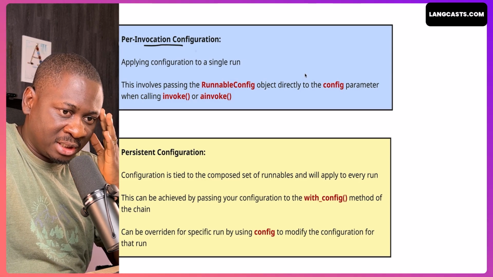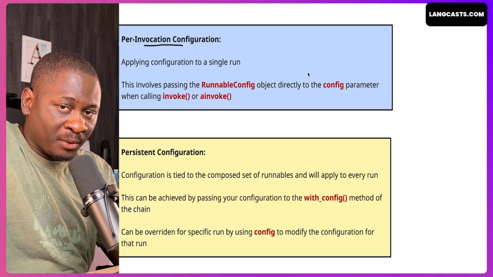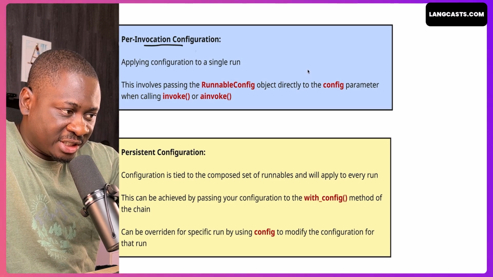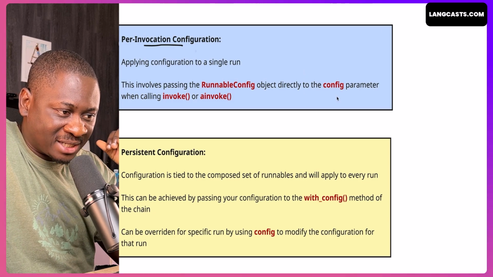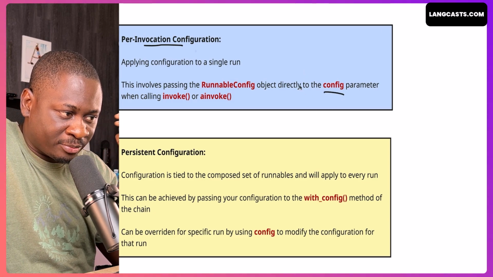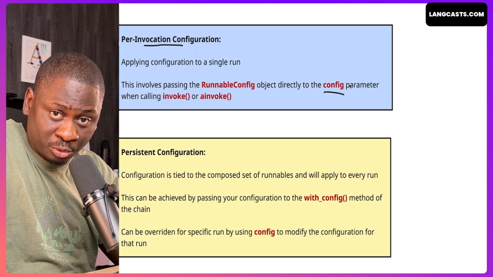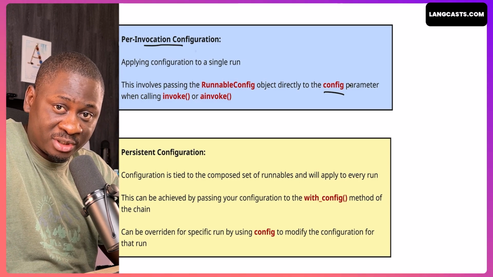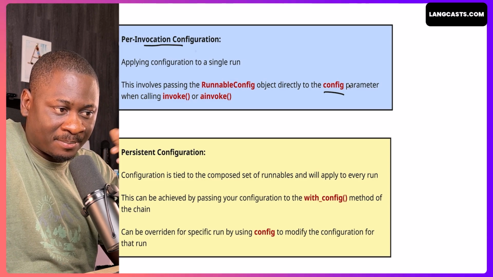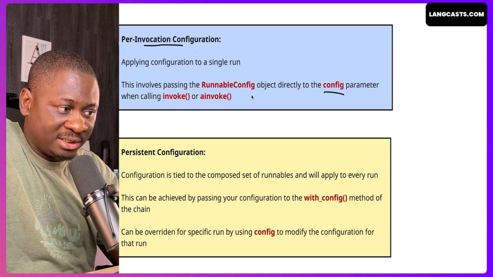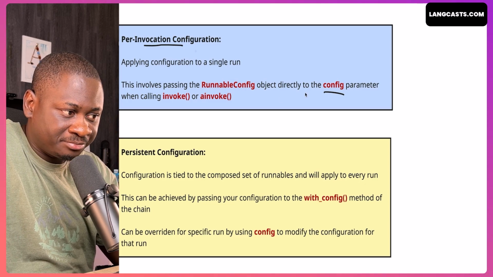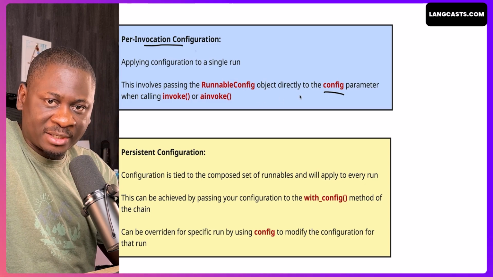That means configuring on the fly. This happens when you want to invoke the chain or invoke the runnable. So when you want to invoke the chain or the runnable, you pass in a config parameter after the input, probably a dictionary or whatever input the runnable is expecting. After the input, you pass in the config parameter, set to the RunnableConfig configuration that you created. So that is going to take place on the fly.